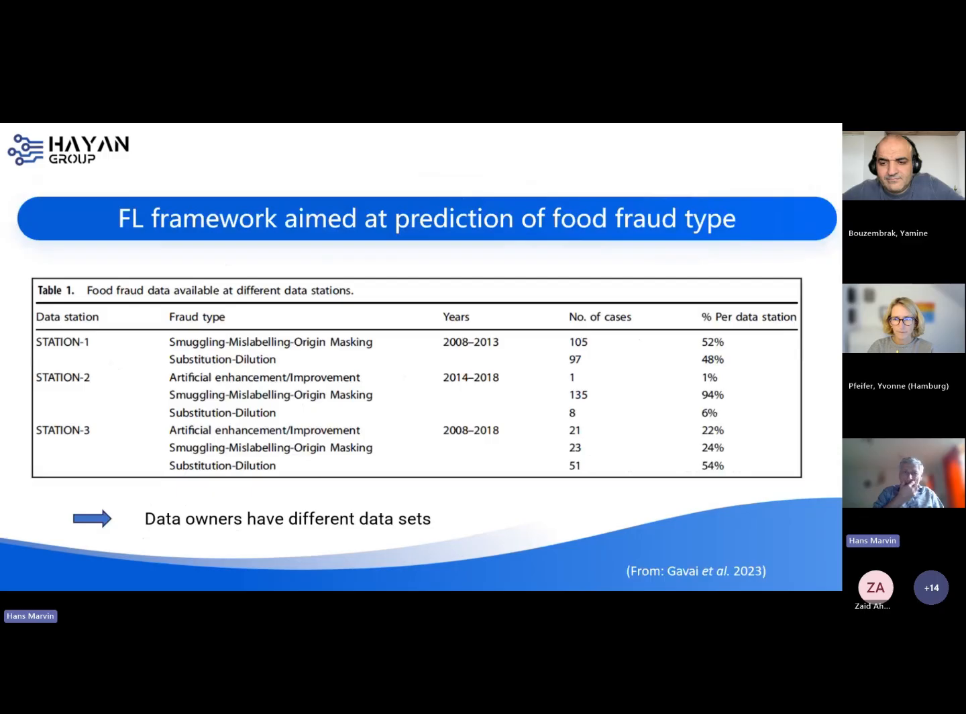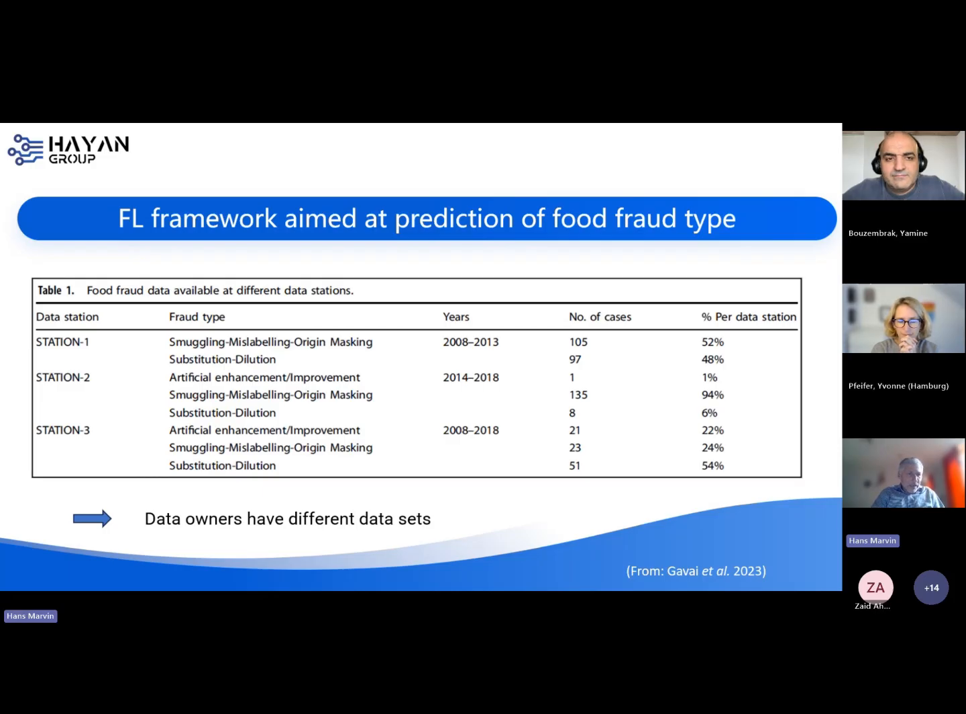Just to show you, in this case that has been published, how it can work. On the left you see station 1, 2, and 3. These are different data owners who have these stations. In the second column, you see the fraud type. Station 1 has smuggling, mislabeling, organ masking, and substitution dilutions, the years in which they collected, and the number of cases. Station 2 and station 3 have different information and different amounts of data.